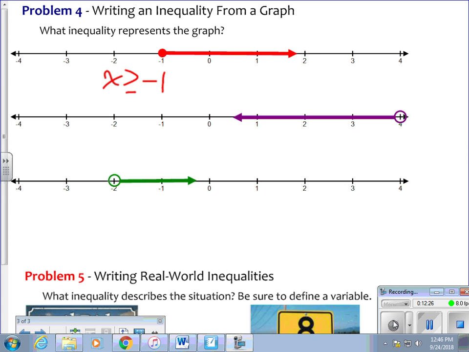Okay, so let's do these. The next one, I'm just going to make it easy and pick x for my variable. What's my important number? Guys, what's my important number on this? 4. Can it be 4? No. Is it everything smaller or larger? Smaller, so x is less than 4. On this one, what's my important number? -2. And I have x. Can it be -2? No. Is it larger or smaller? Larger. x is greater than -2.